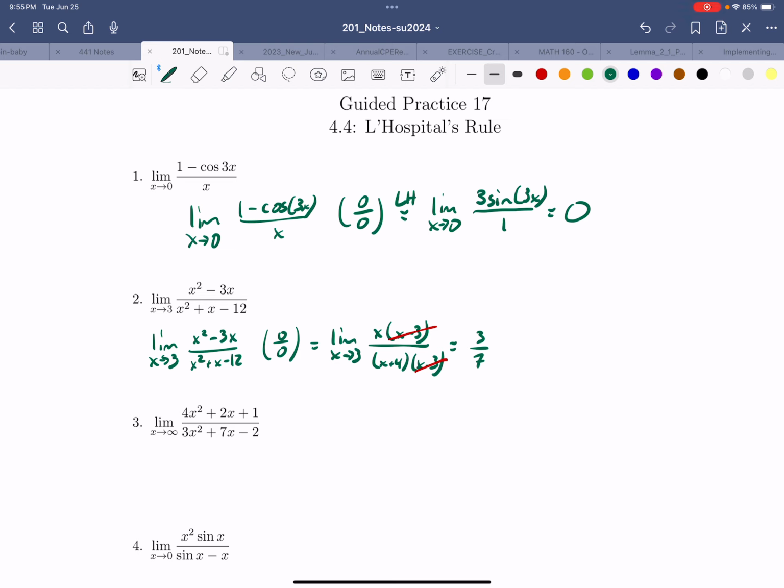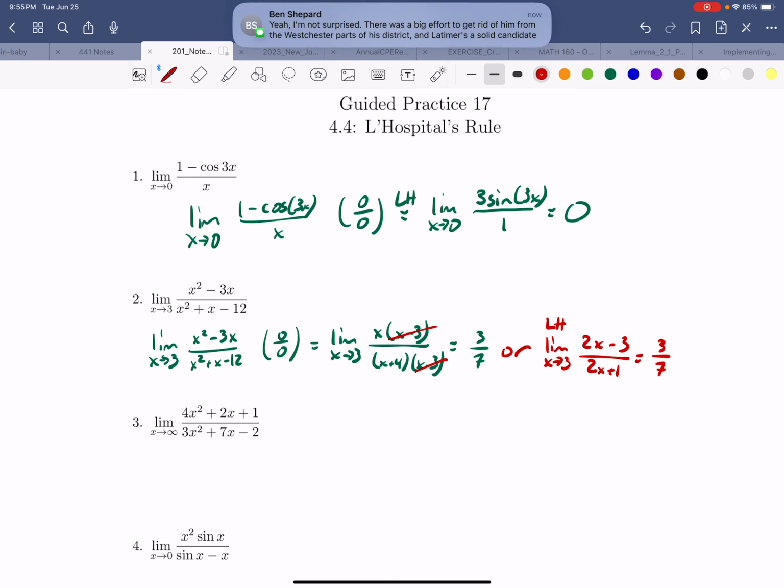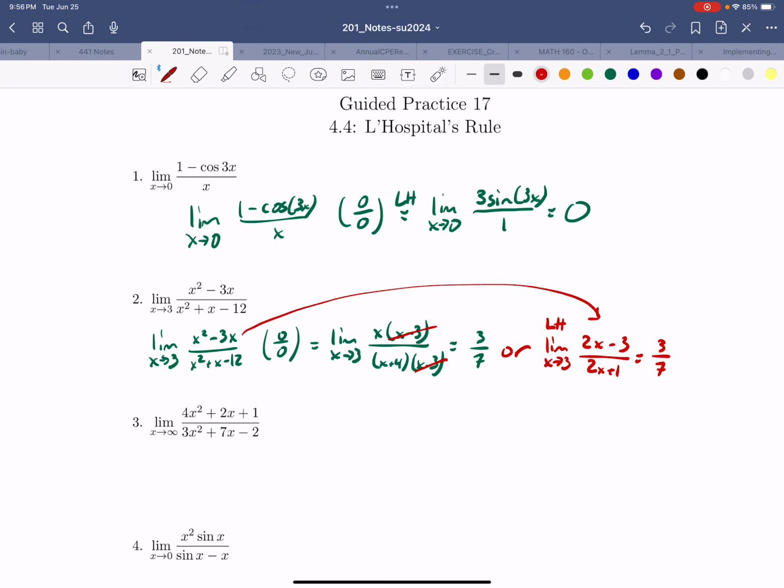Now, if you wanted to use L'Hopital's rule, let's just do this in red. We could say limit as x approaches 3, and this is L'Hopital's rule. We're going to take the derivative, right? So we get 2x minus 3, and then we get 2x plus 1, and then you plug in your numbers, and you get 3/7. Right? So I hate drawing arrows, but you see I'm doing that. So either way is completely acceptable. Choose whichever one you want.